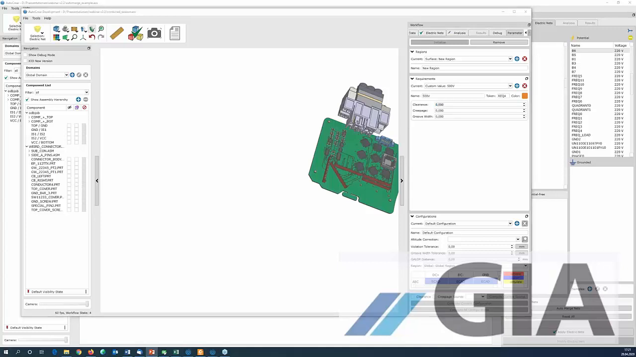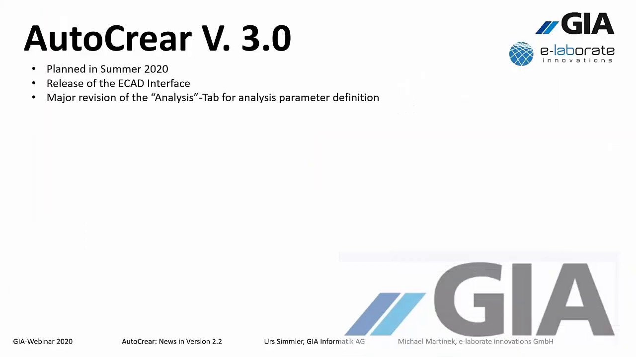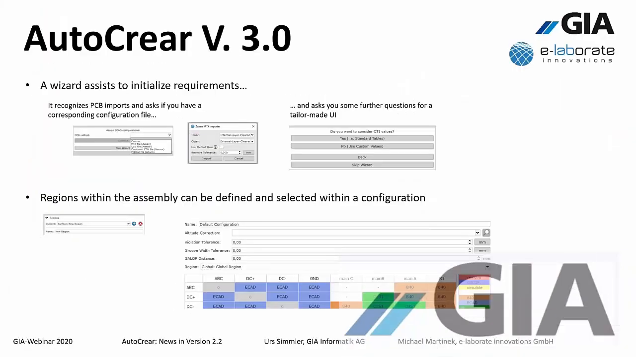And there's also a wizard which assists you to initialize these requirements. For example, it recognizes that a PCB is located in your assembly, and it asks if you have a configuration file from your ECAD system. It asks you whether you want to consider CTI values so that it can tailor-make the user interface for your requirements, so that it's not overloaded with stuff you don't need.